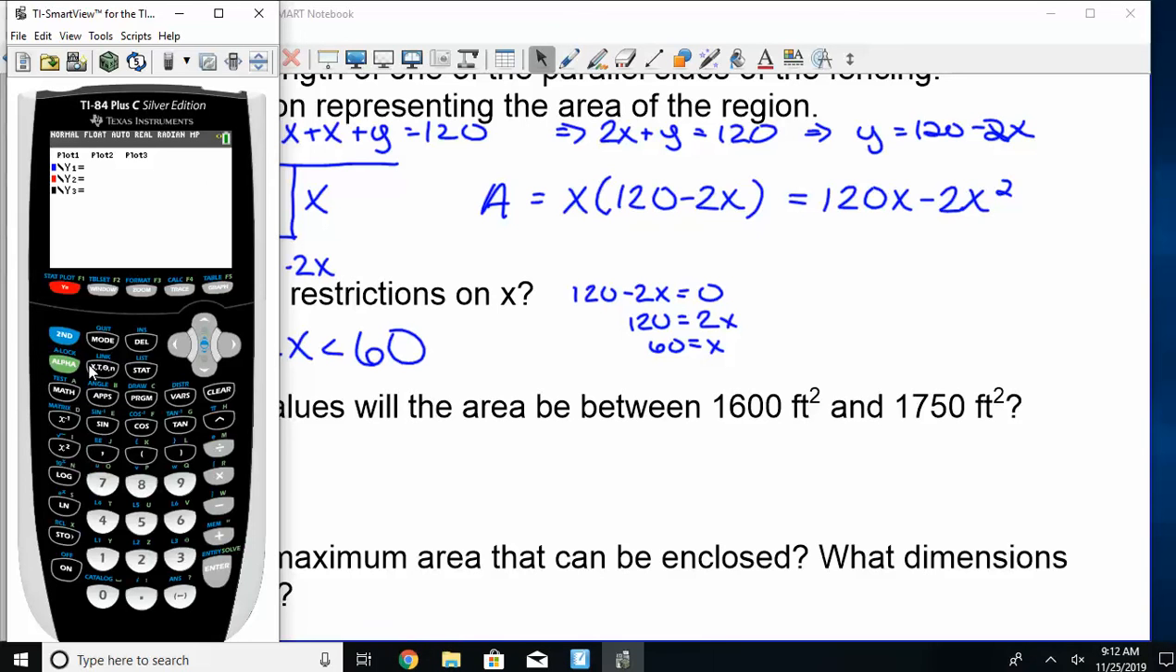Okay, I want you to go to your y equals. The first thing I want to enter is this equation for my parabola. The 120x minus 2x squared. For my y2, I'm going to put 1,600. Going to go ahead and enter my Y3, 1,750.